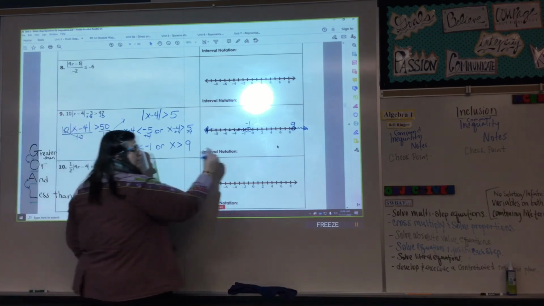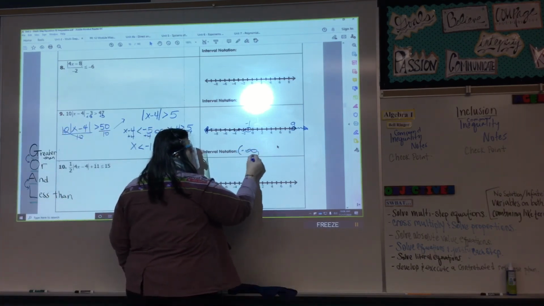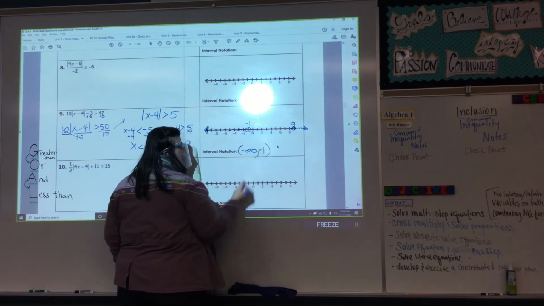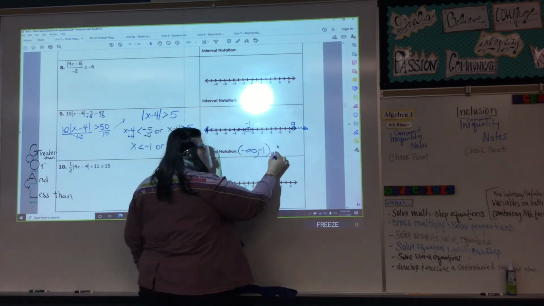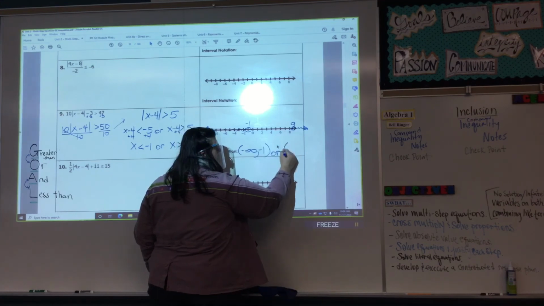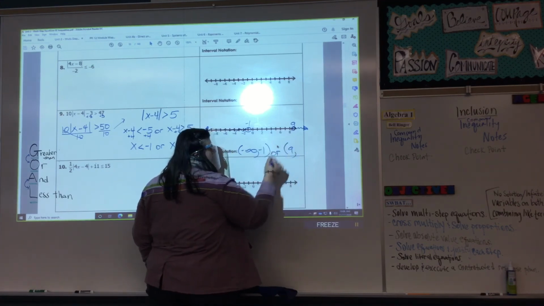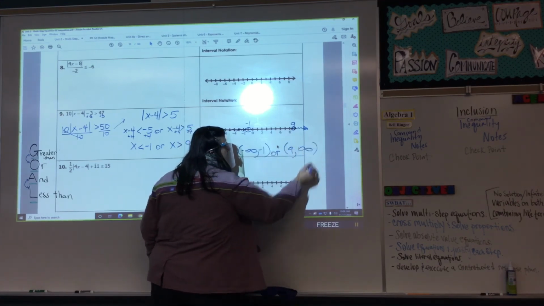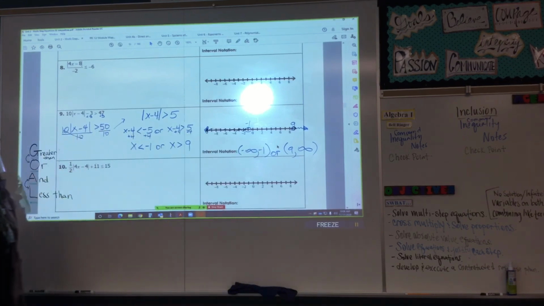Interval notation coming in from negative infinity, stopping at -1, open dot, so that's parentheses, or we keep going, we're at 9, open dot, which is parentheses, and we go to infinity, and beyond.